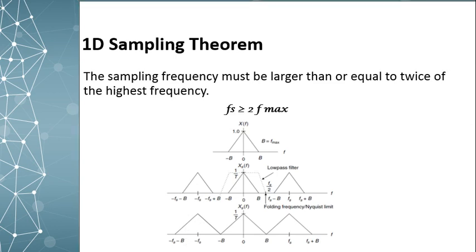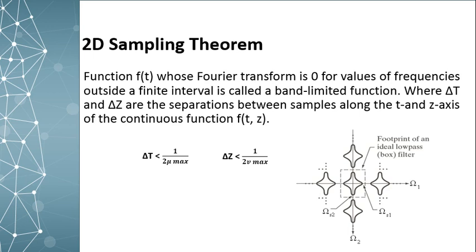What about two dimension? It's similar to one dimension, where function f(t), whose Fourier transform is 0 for values of frequencies outside a finite interval, is called a band-limited function. As you see here in these two conditions, what is the delta t and delta z? They are a separation between samples along the t and z axis of the continuous function f(t,z). By applying these two conditions, we will get an oversample band-limited function.